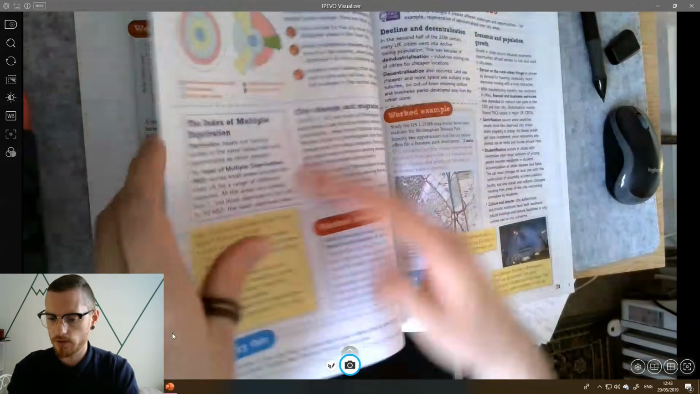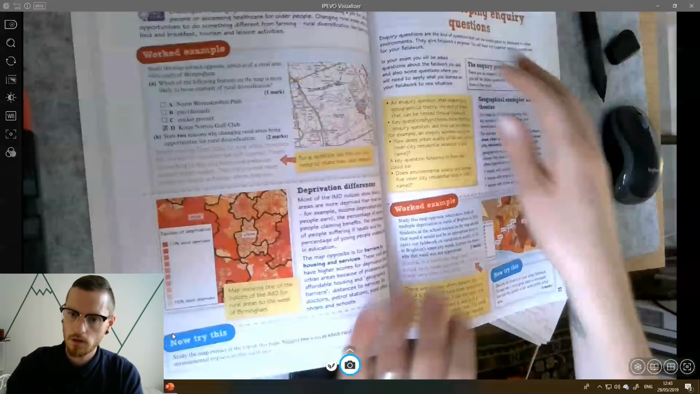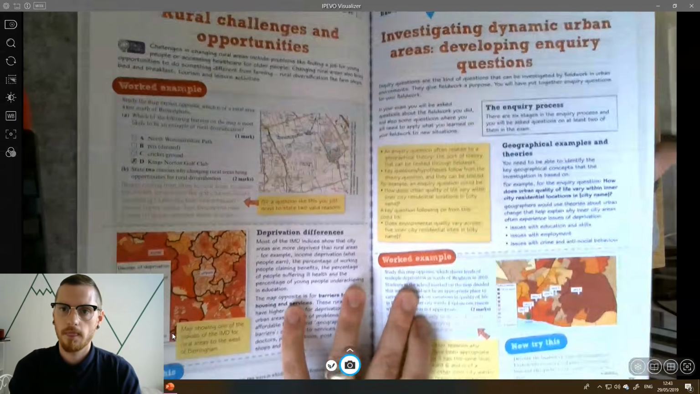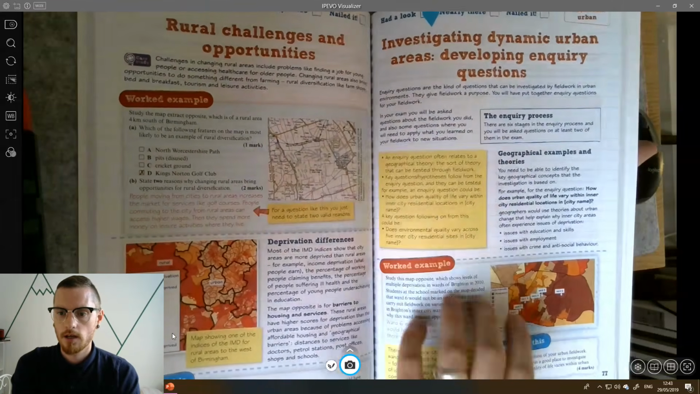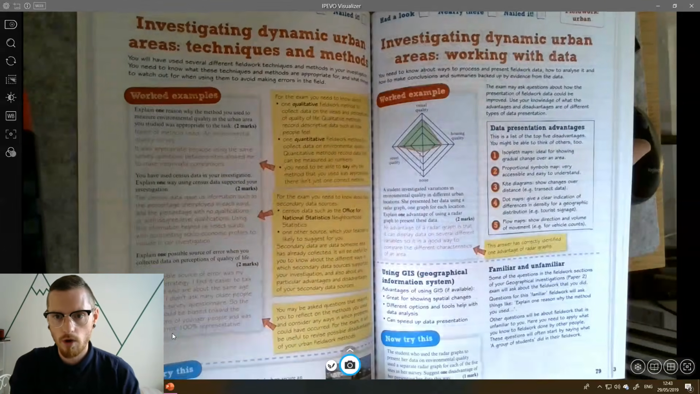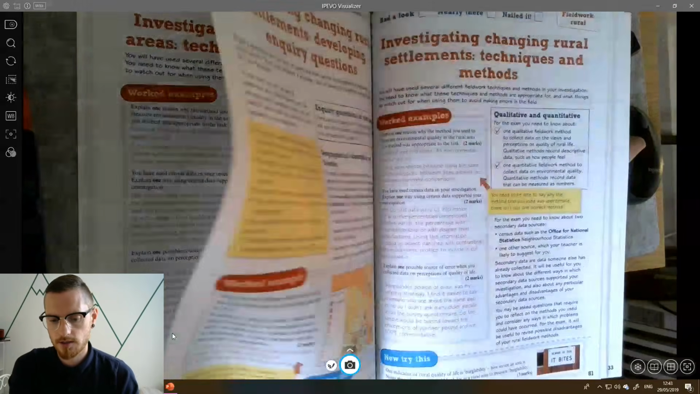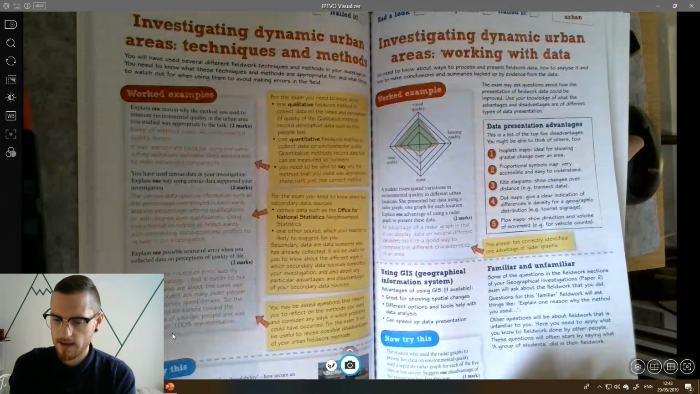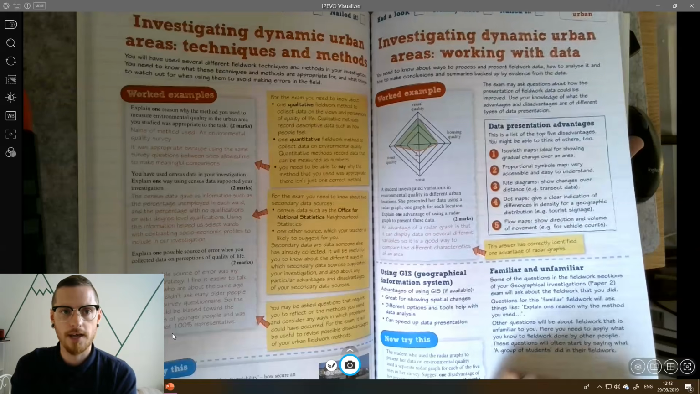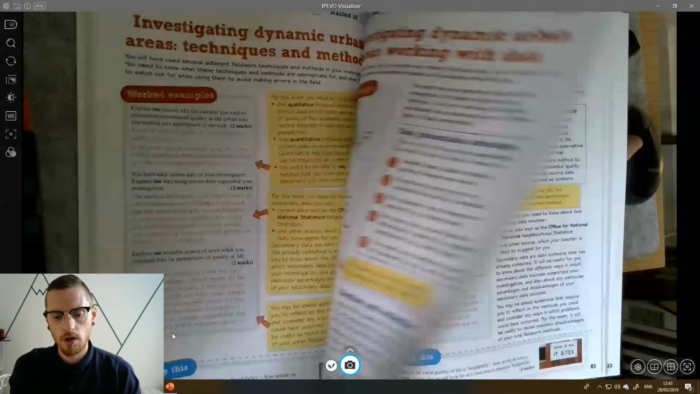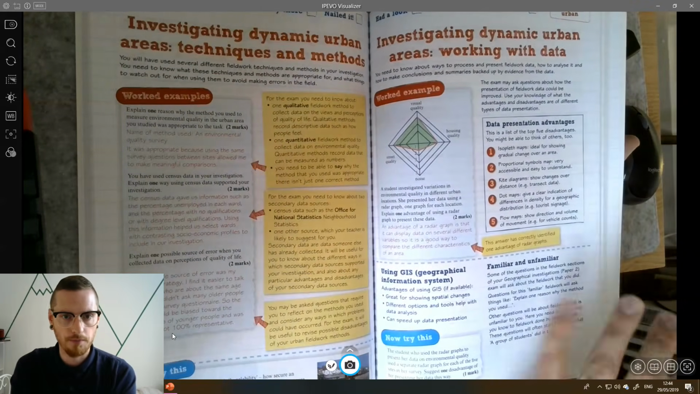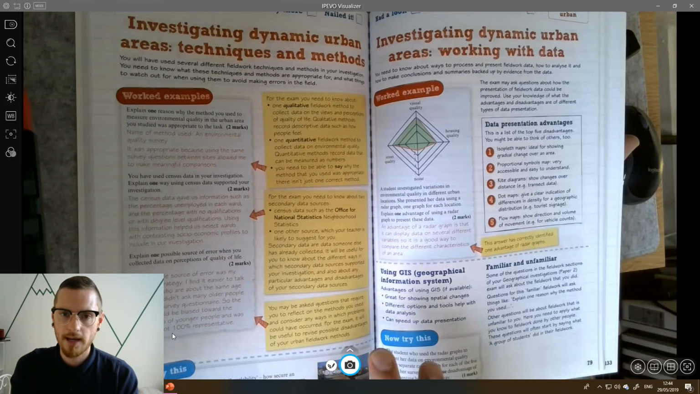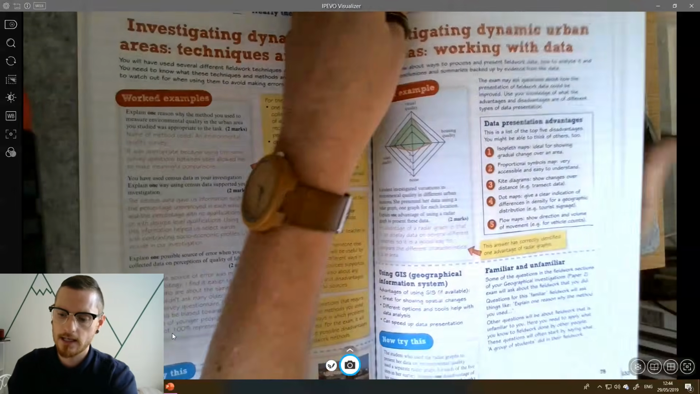Next, if you go to page 77, we've got investigating dynamic urban areas. Again, there's 1, 2, 3 pages to page 79. Must revise that. Now, if you're from a different school, you will find rural within this course. But my geographers, those pages, revise them.